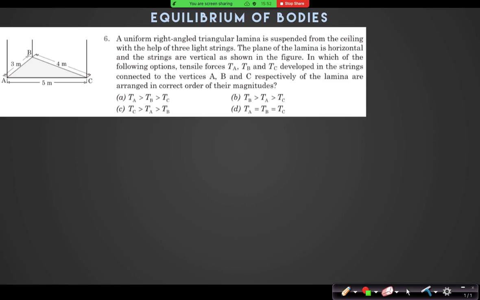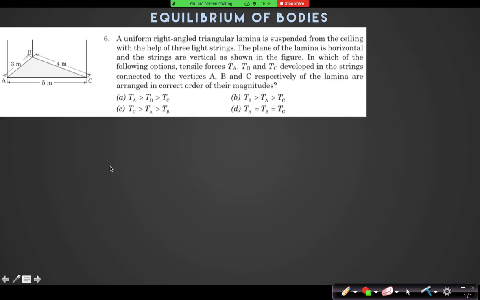It says a uniform right angle triangular lamina is suspended from the ceiling with the help of 3 light strings. The plane of the lamina is horizontal and the strings are vertical as shown in the figure. In which of the following options are the tensions developed in the strings at the vertices A, B, C of the lamina arranged in correct order? Sir, is the answer A? A greater than B greater than C. Sir, I am getting either A or D.